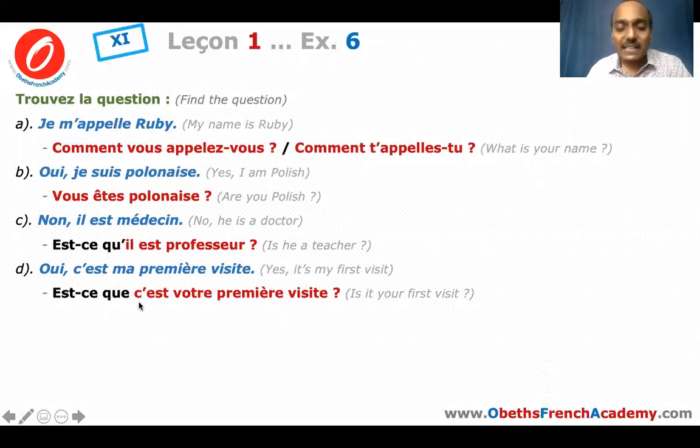Now, can you see we are using this expression est-ce que to avoid inversion. Usually the subject takes the first position and the verb takes the second position. So if you use est-ce que, then we need not disturb this position of the subject and the verb. But if you don't use est-ce que, we need to do something called inversion. The verb will take the first position and the subject will take the second position. So to avoid that confusion, we are using this simple expression est-ce que.